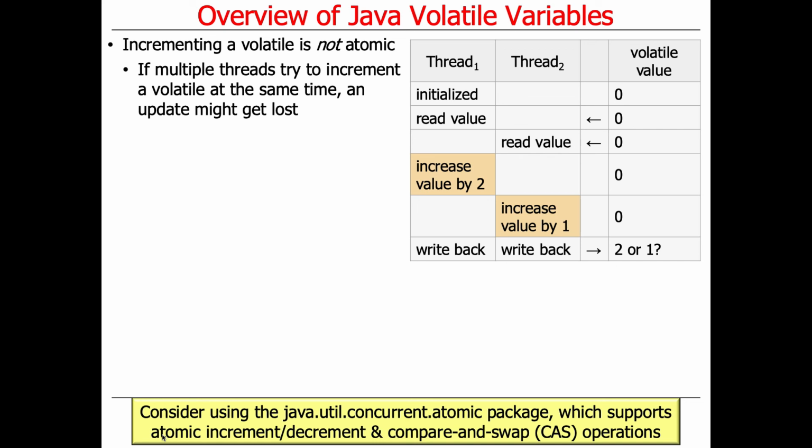And if you need atomic increments and decrements, then you want to use methods like getAndIncrement, or incrementAndGet, or getAndDecrement, or decrementAndGet, that come from the various atomic classes in the atomics package, which use those compare-and-swap operations that we talked about previously. Those are done in a slightly different way, and they are guaranteed to be atomic.